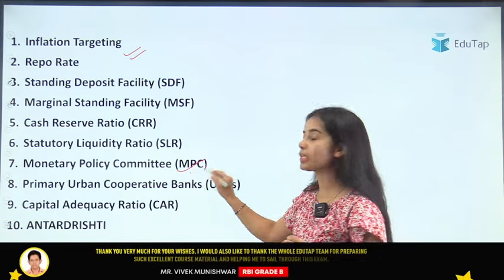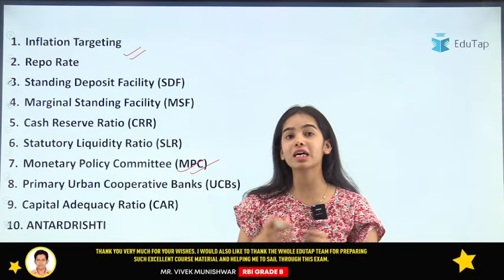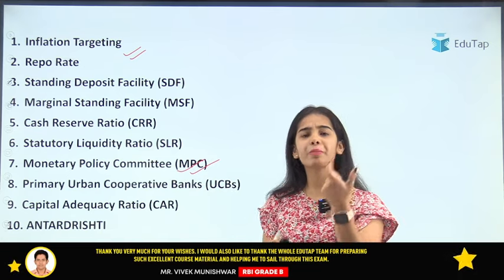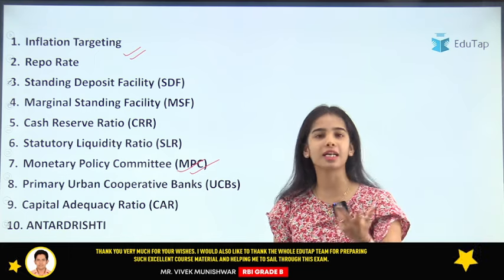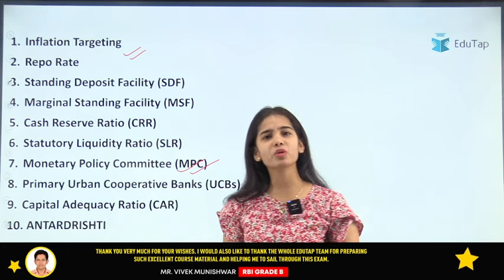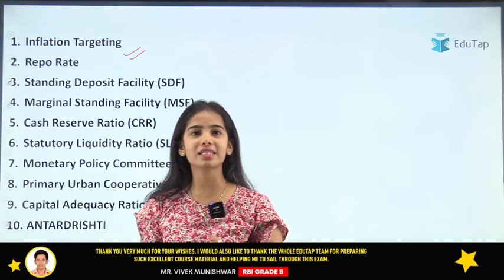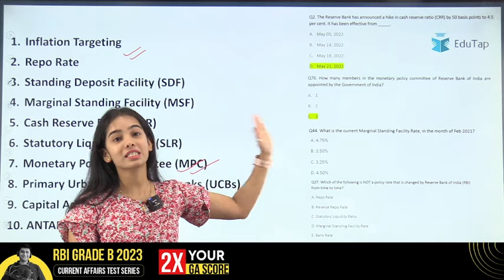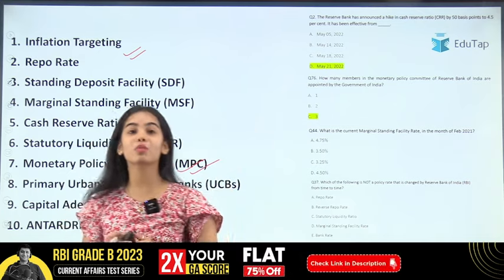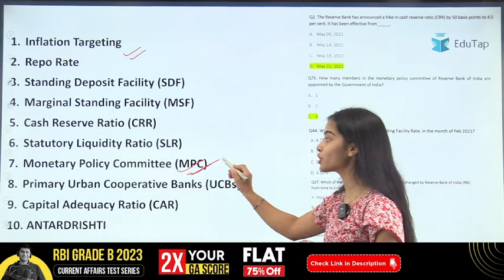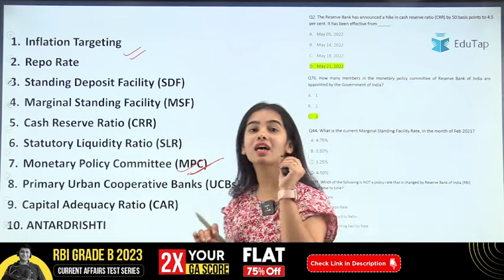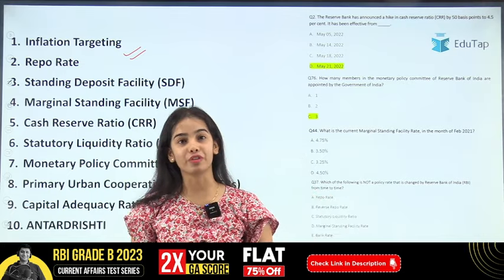Talking about the Monetary Policy Committee, how many members are there in the Monetary Policy Committee? There are 6 members. How many members are appointed by the Government of India? There are 3 members. Why are we talking about such easy questions, such easy understanding? Because such questions have been asked in previous years. In 2022, there was a question about the members of the Monetary Policy Committee chosen by the Government of India.